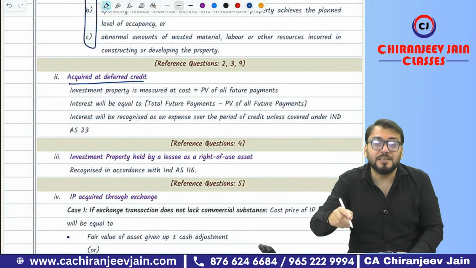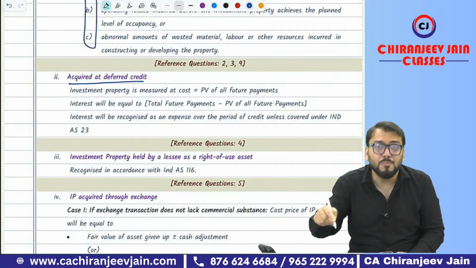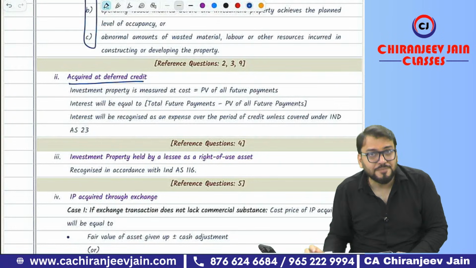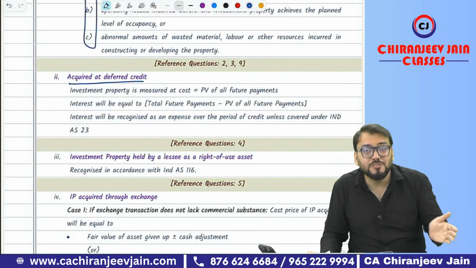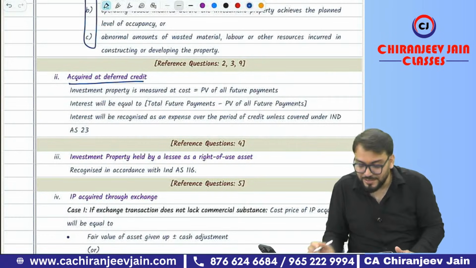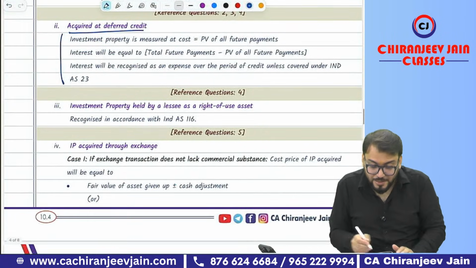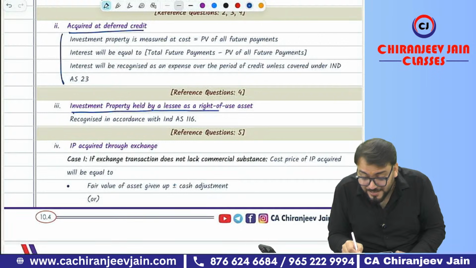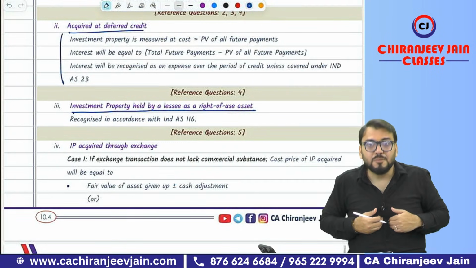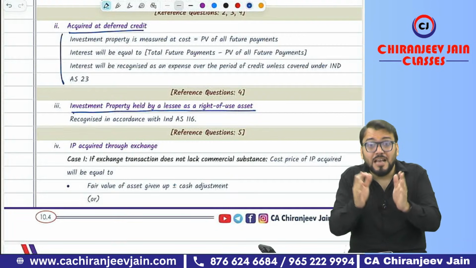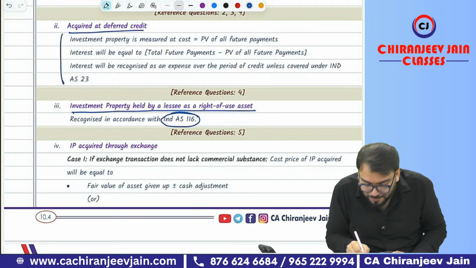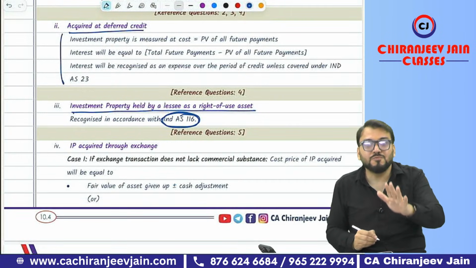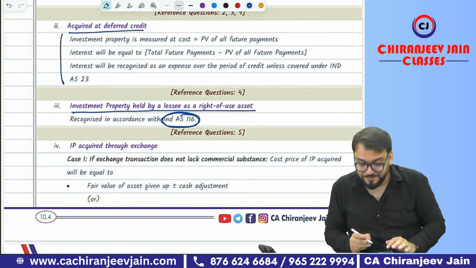Acquired on deferred credit. Deferred settlement terms means if the payment is deferred beyond normal credit terms, in that case cost price will be equal to purchase price at normal credit terms, or at present value of all future payments. Interest will be the difference between future payments and present value, and interest will be recognized as an expense over the period of credit unless it is covered under Ind AS 23. Same thing is given under Ind AS 16. Investment property held by lessee as a ROU asset will be recognized and measured as per Ind AS 116. Ind AS 40 will not be applicable for recognition and measurement.